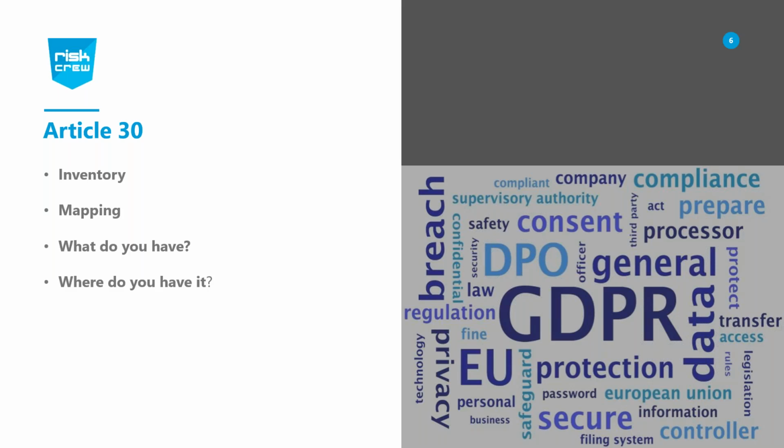Now, to build a record of processing activities, you need to know what data you have, where it is, and what you are doing with it. In other words, you need to carry out an inventory of the information you have, and that's where data flow mapping can really help.